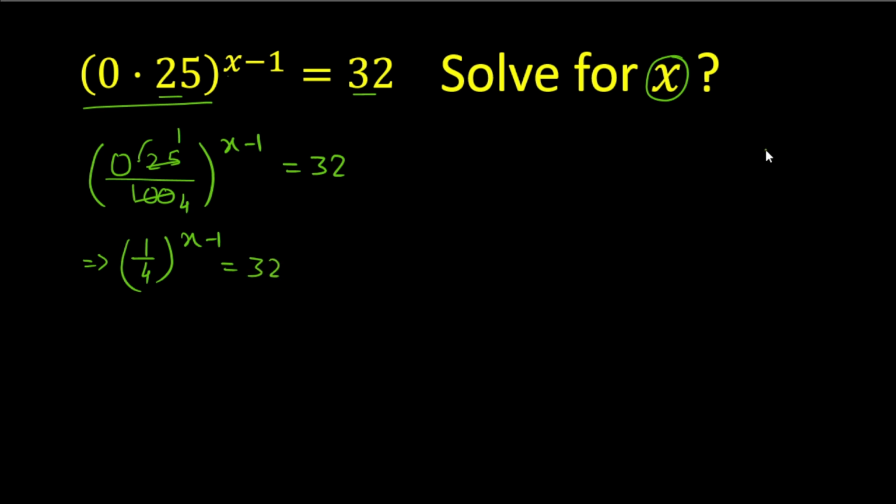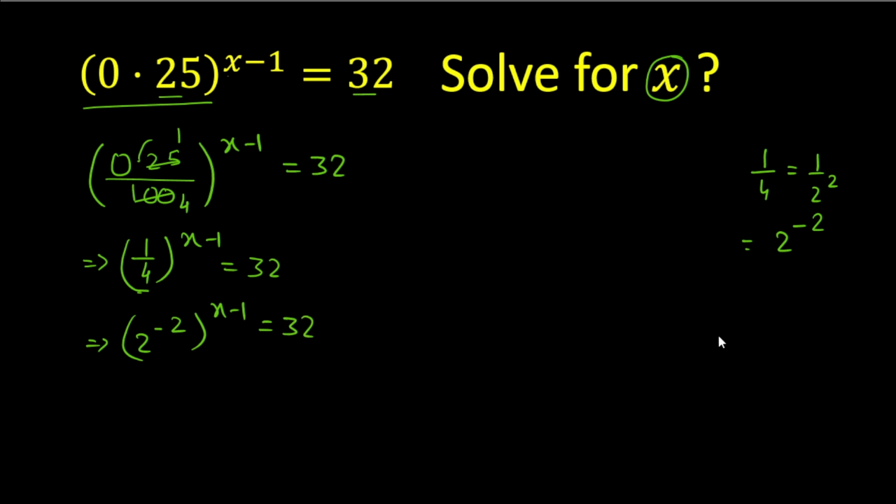So 1 over 4 we can write as 1 over 2 squared, and this we can write as 2 to the power negative 2. So in place of 1 over 4 we can write 2 to the power negative 2, and it has the power x minus 1, equal to 32.